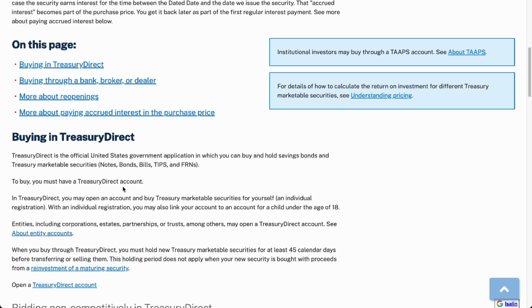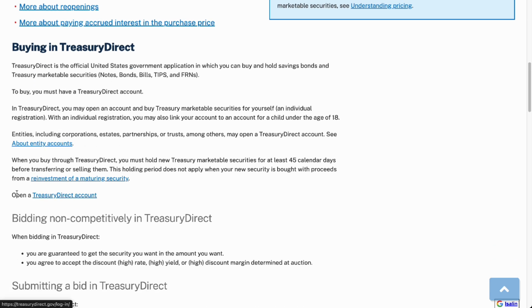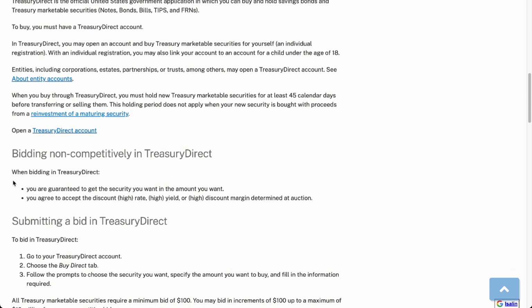So buying in Treasury Direct is pretty simple. You have to open an account with them, and then when bidding in non-competitive bids, you are guaranteed to get the security you want in the amount you want, and you also agree to accept the discount rate, yield or discount margin determined in the auction. But you can also submit a bid in Treasury Direct.